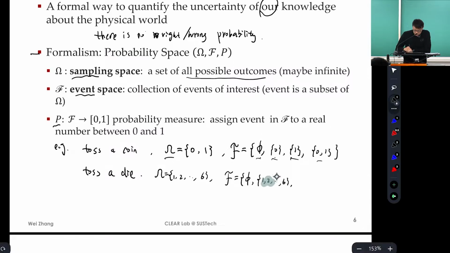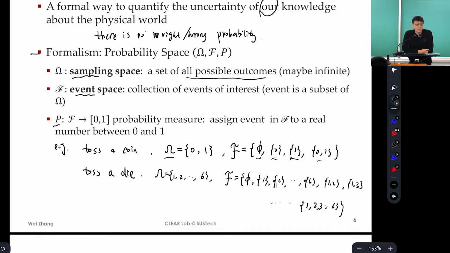Let me do it from the smallest set to the largest. That will be {1}, {2}, all the way to {6}, and also {1,2}, {1,3}, and keep going all the way to {1,2,3,4,5,6}. So you have a lot of combinations that are possible subsets of the sampling space.